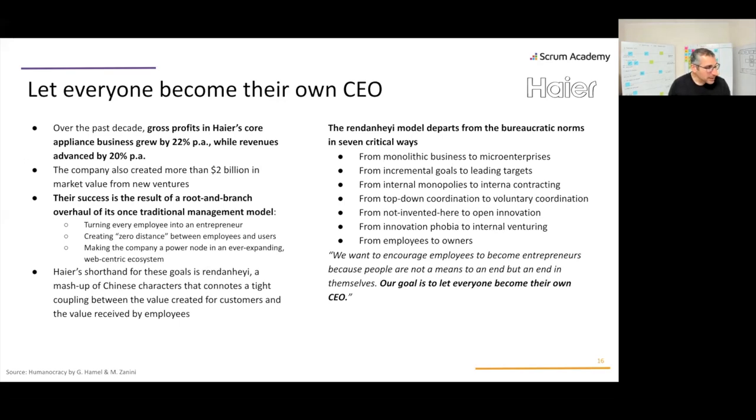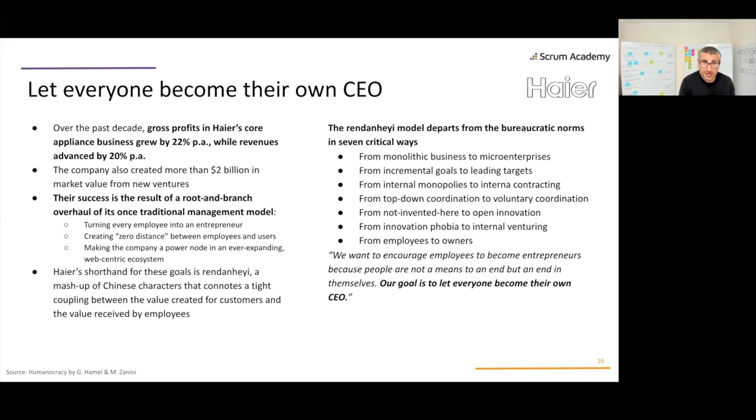So Hire, tremendously successful, despite being in a very boring and saturated market. If you think about dishwashers, refrigerators, and washing machines, they still were able to significantly grow their business year over year, and also introduce completely new product lines, which resulted in over $2 billion of market value from new ventures.